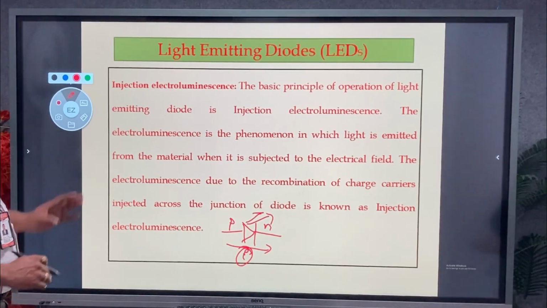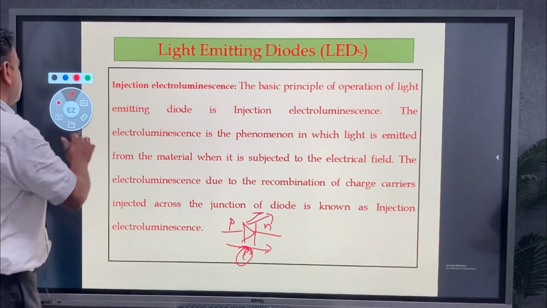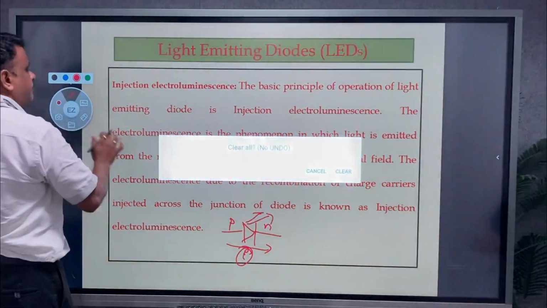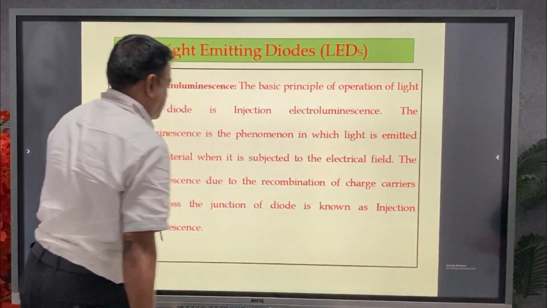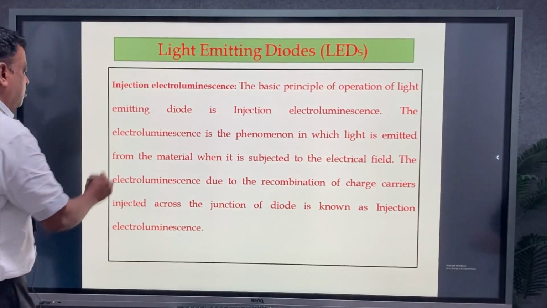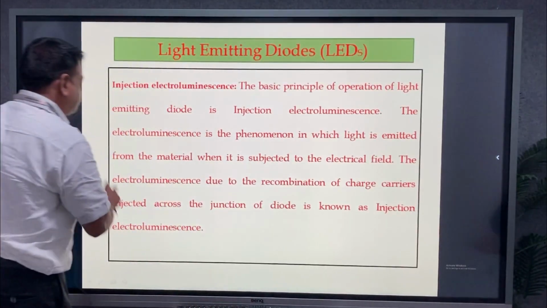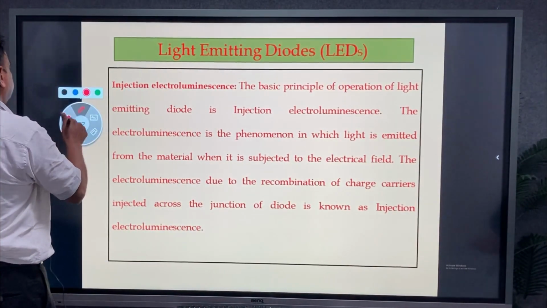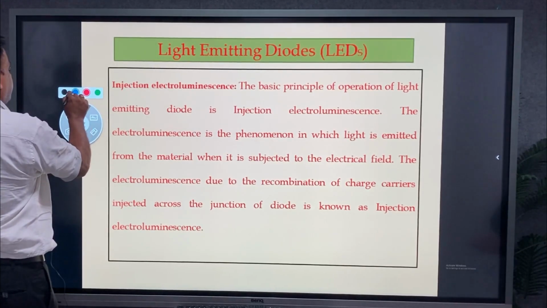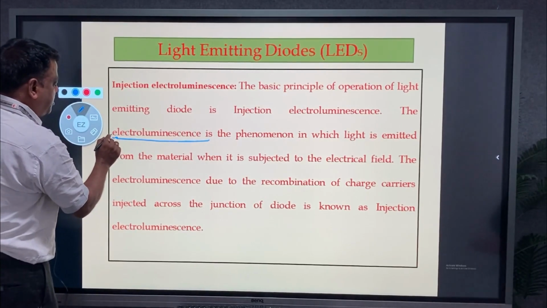Every LED works on the principle of injection electroluminescence. What is the phenomenon of injection electroluminescence? What is the basic principle of operation of a light emitting diode? It is injection electroluminescence. Here electroluminescence means the material is subjected to an electric field.